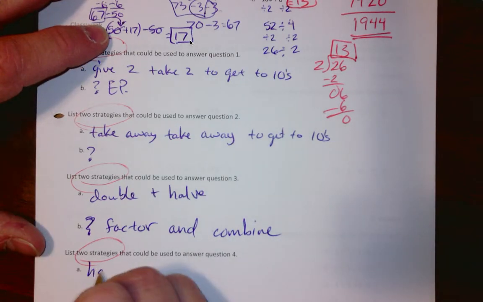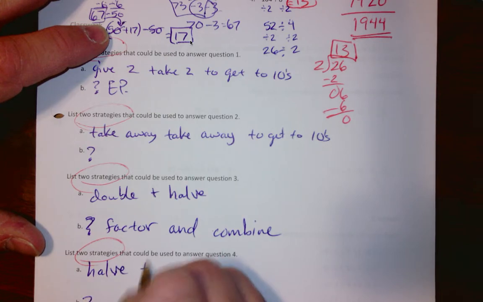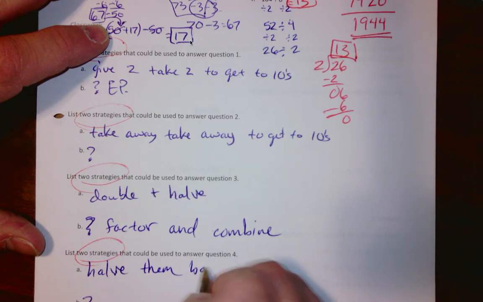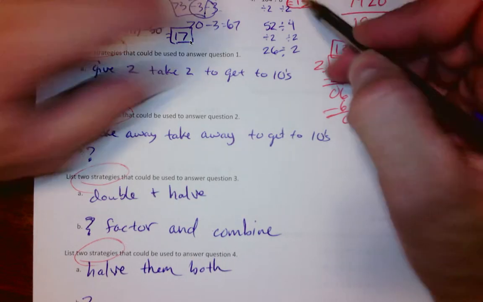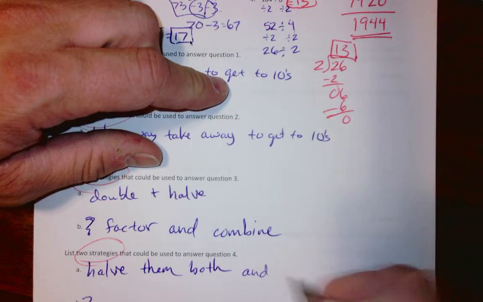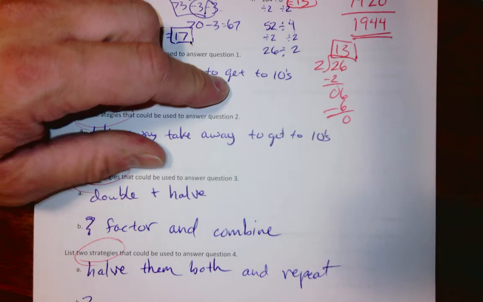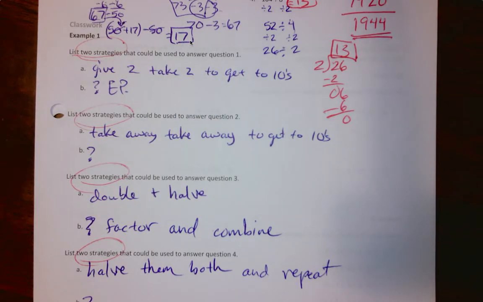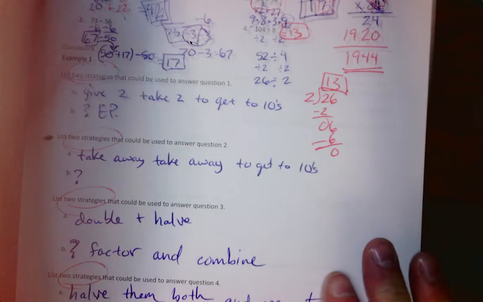The last strategy for question 4 is halve them both. If you have them both, you cut them both in half, then you cut them both in half. So, and repeat. There wasn't really much more going on there. I guess it could have said you could have factored and split out some things, but there it is. Halve them both and repeat. Let's turn the page. Question 2.